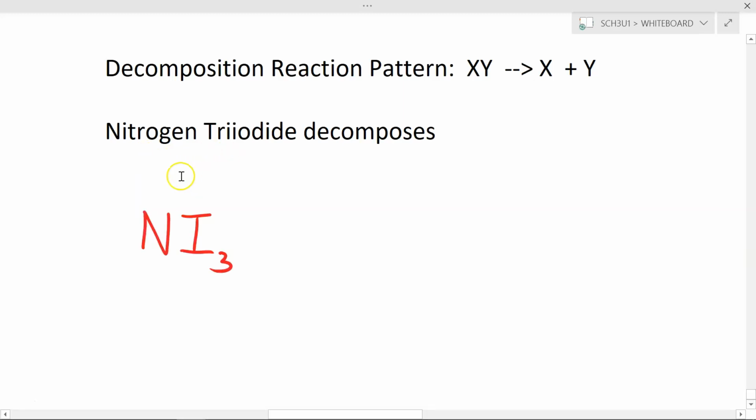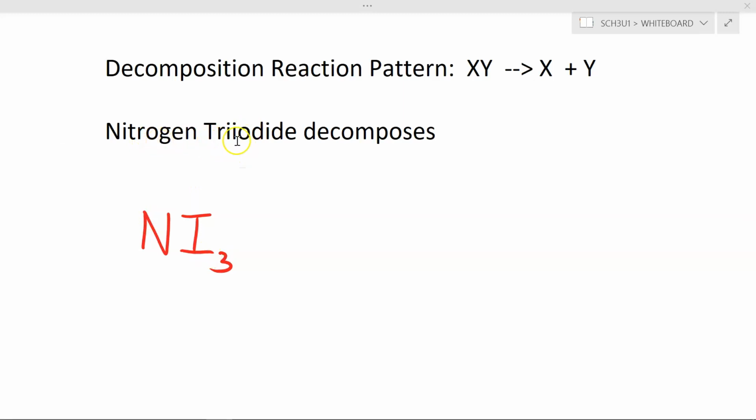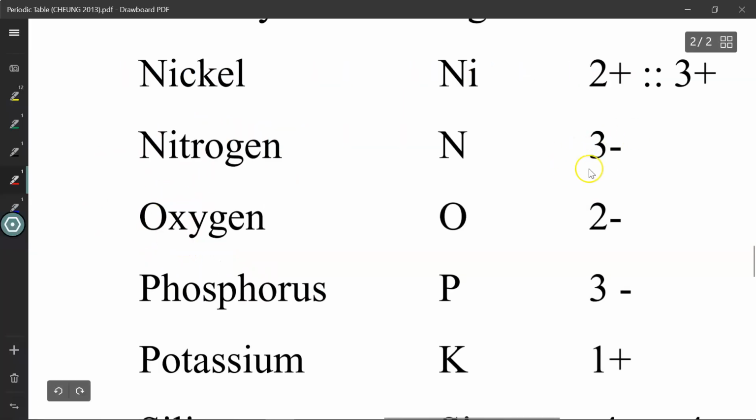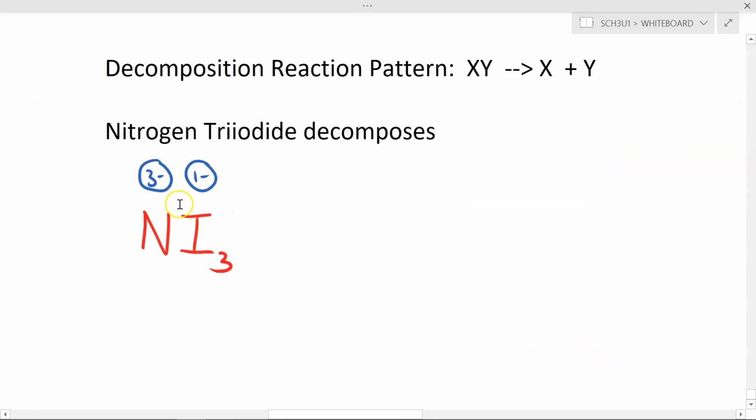Alright, so the first step is to write out the symbol. Nitrogen triiodide, so this is a covalent compound. Triiodide, 3 iodines. Because this is a covalent compound, they will not zero-sum, so you don't have to worry about the valence charges. Because nitrogen is a 3- and iodine is a 1-, even if you did put them in, they would never be able to zero-sum.